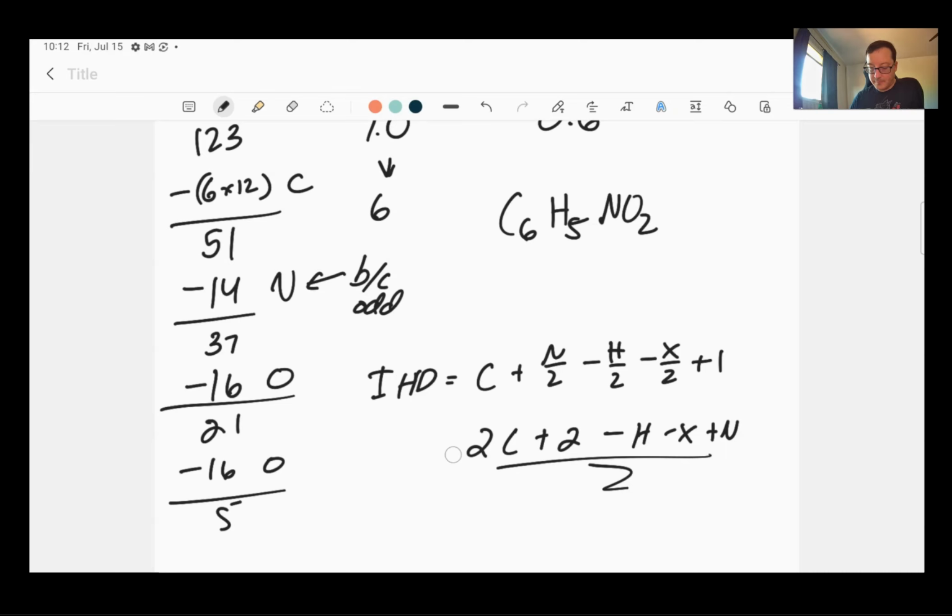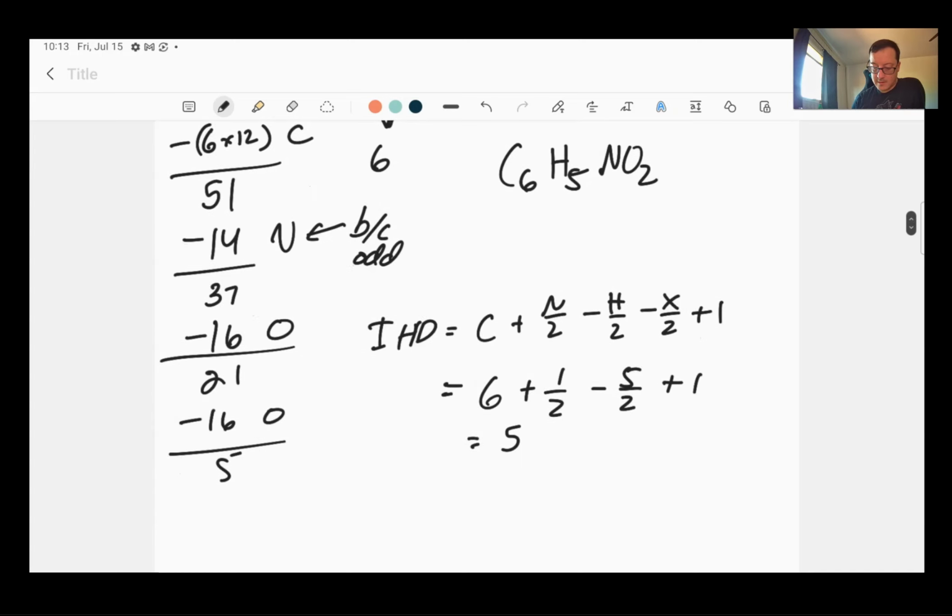Okay, so let's go ahead and do it. So 6 plus half minus 5 halves plus 1. Let's see, that's going to be minus 4 halves, which is 2. 6 minus 2 plus 1. I can't do this simple math. Let's see, 5?